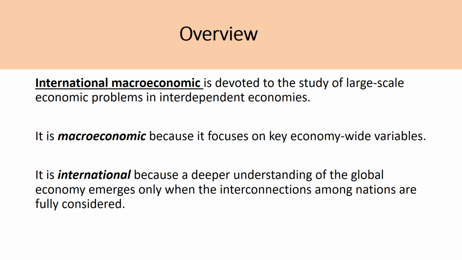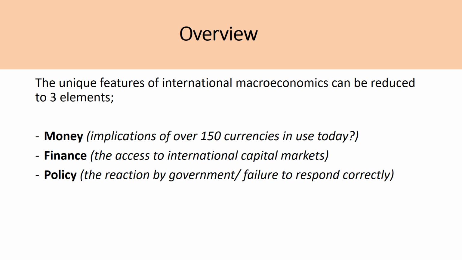There are a lot of times when some countries will export their crises to another country simply because of policy decisions, and we'll take a look at that later in the book. Now, the unique features of international macroeconomics can be reduced to 3 elements: money, finance, and policy. Money looks at currencies, and there are 150 currencies in use today. Finance looks at access to international capital markets, the influence of external wealth, and how changes in currency might impact the overall asset values of a country.